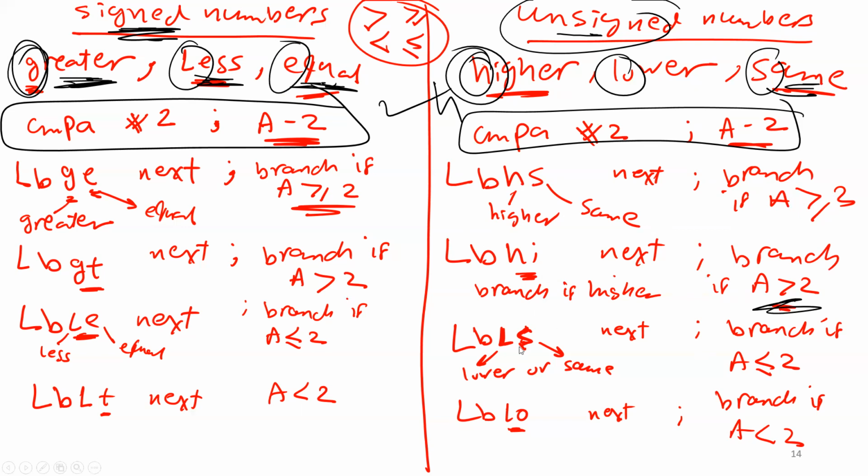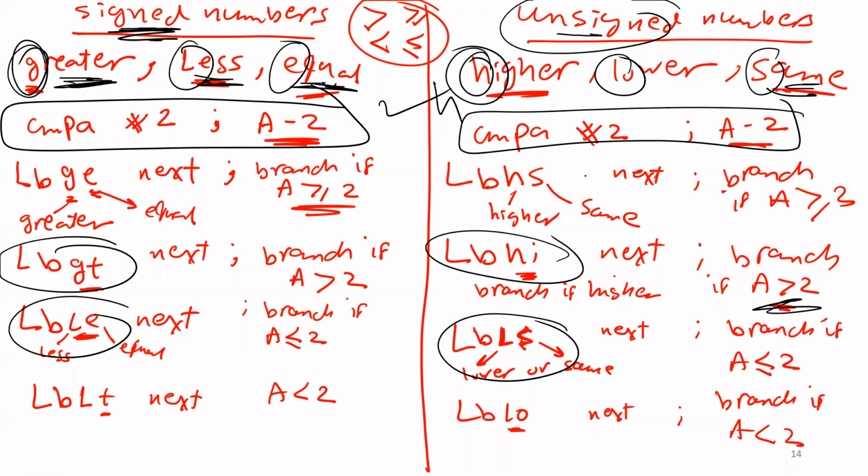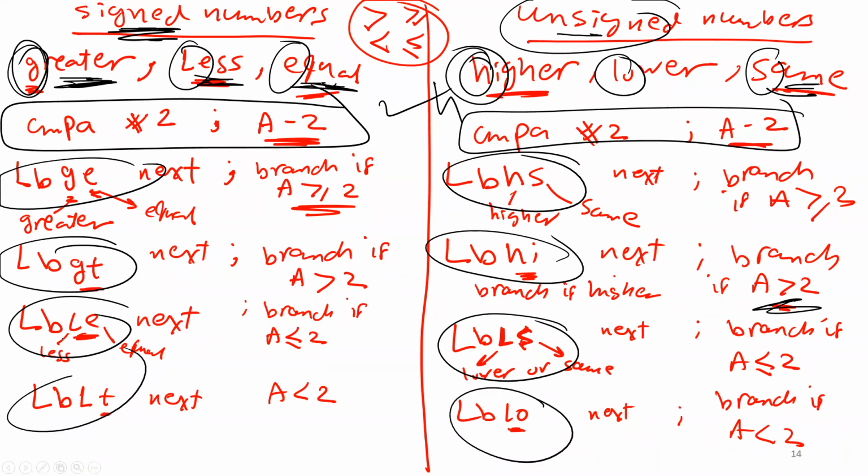Okay, higher. This one, branch if lower or same. Branch if lower. You can see here, guys, they are different in instruction. Yes, they are doing exactly the same thing. Okay, but this is signed and this is unsigned. Any questions?